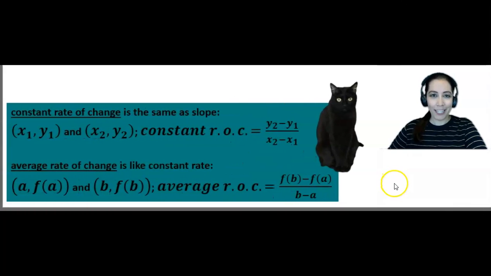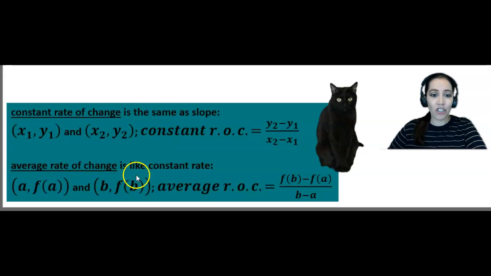Chloe is here with her latest cheat sheet notes. She wants you to know that the constant rate of change is the same as slope. You label one point x1, y1, and the second point x2, y2. So the constant rate of change formula, or the slope formula, is y2 minus y1 all over x2 minus x1.